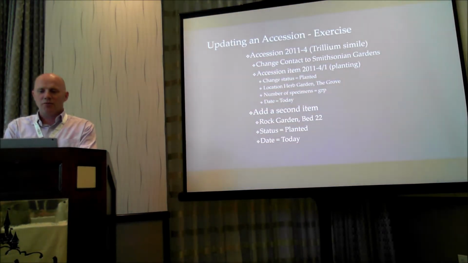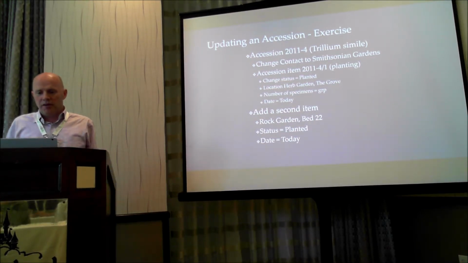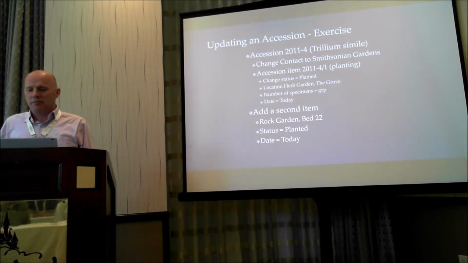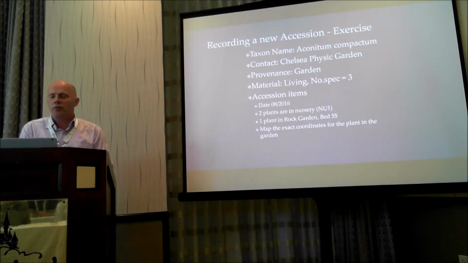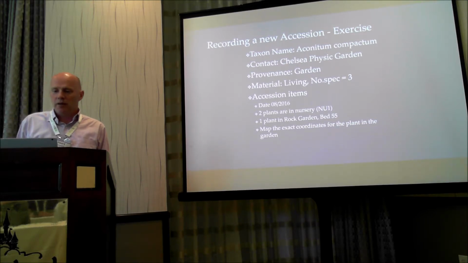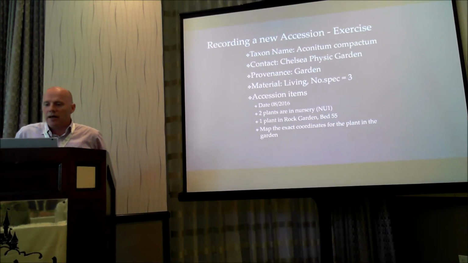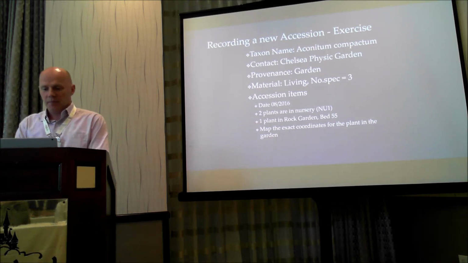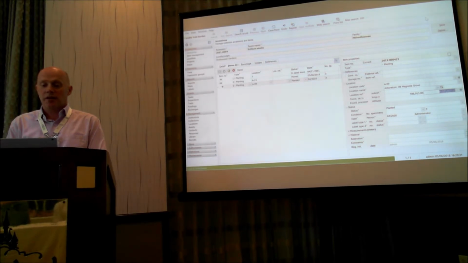Okay, so we've now changed it to one accession. We moved it around a bit, we did a few things. Now we're just going to record a new one. So it's going to be an Aconitum compactum from Chelsea Physic Garden with 3 plants, and then 2 plants in the nursery and 1 in the rock garden, and then we're going to map it. This is basically to show you how easy it is to add new accessions.